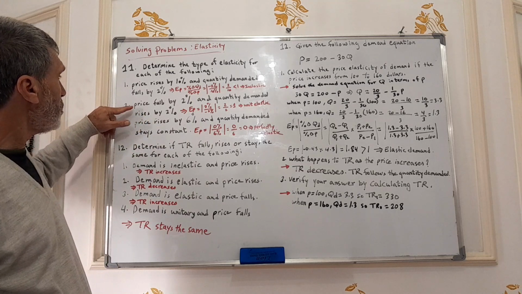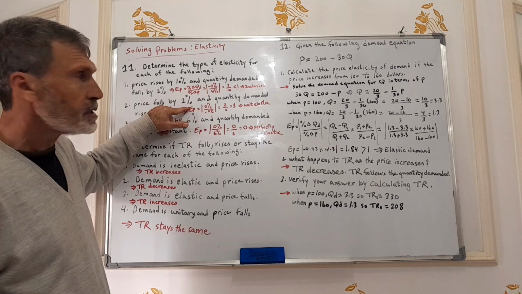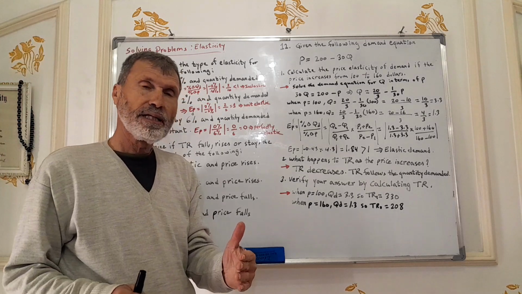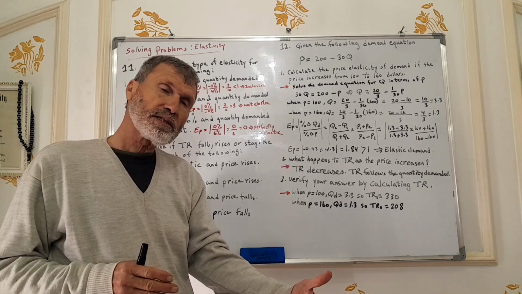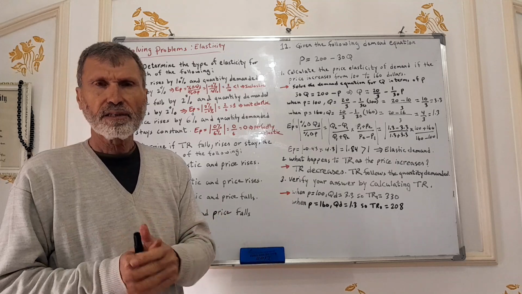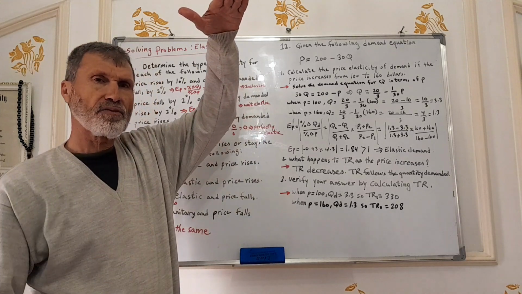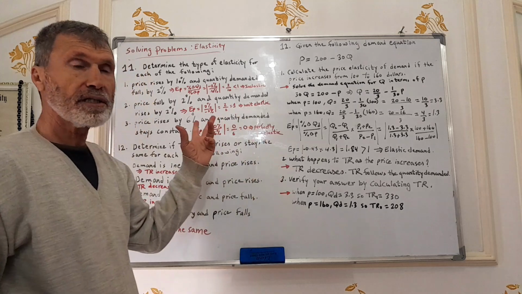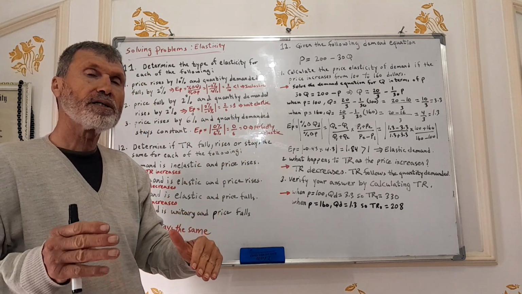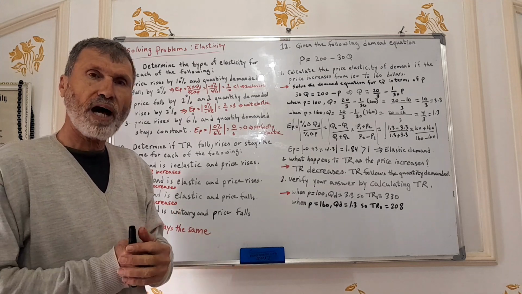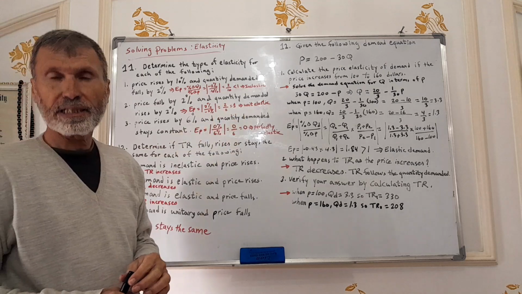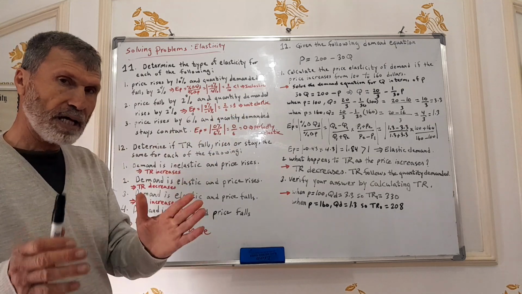Part 2 or question 2: price falls by 2% and quantity demanded rises by 2%. So as you can see, the price decreases by 2% and the quantity demanded, of course, increases by 2%. The law of demand: when the price increases, the quantity demanded falls and vice versa. So here, the price changes by 2% and the quantity demanded changes by 2%. Therefore, when you plug the values, you come up with 1. Okay? So what you have is unit elastic. Okay? Unitary.